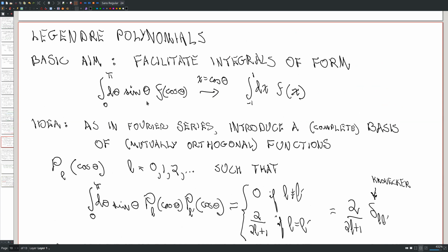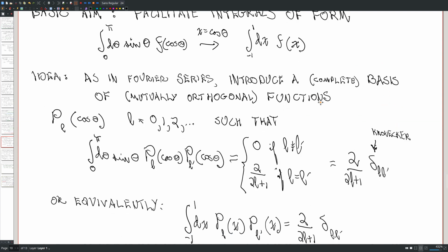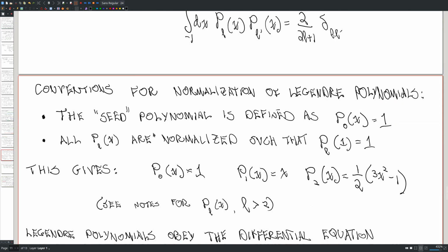Said otherwise, you can rewrite by a change of variables, they are orthogonal polynomials in the interval -1 to 1 with the weighing function 1, the simplest orthogonal polynomials you can have. Then you have some conventions for those. I give you all the conventions. The seed polynomial is just the constant 1. The second convention is that all Legendre polynomials, when evaluated at the point 1, take the value 1. And with these two things, you can derive the whole series of polynomials.